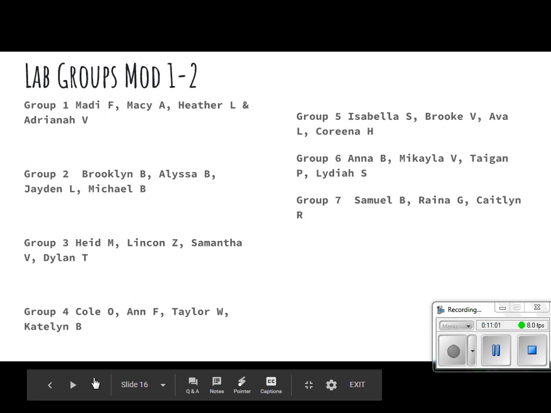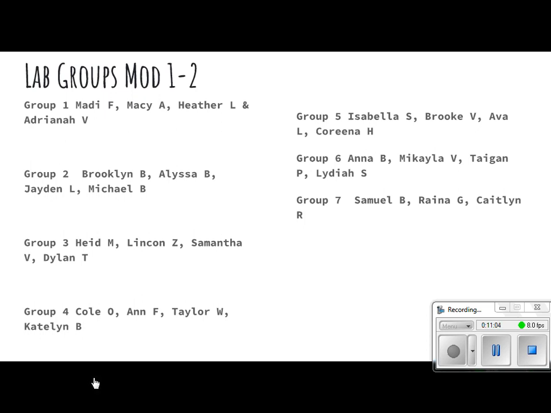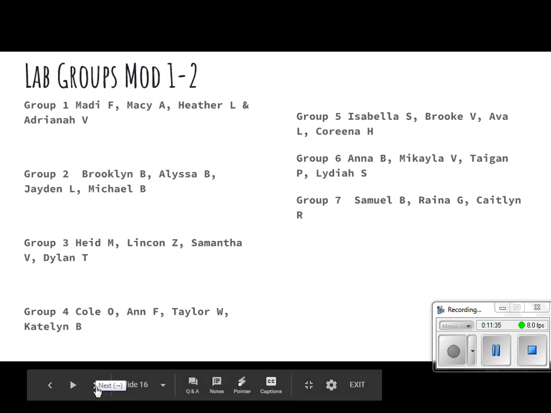Lab groups. Group number 1, working at table 1, Maddie F., Macy, Heather, and Adriana. Lab group 2, Brooklyn, Alyssa, Jaden, and Michael. Group 3, Heidi, Lincoln, Samantha, and Dylan. And group 4, Cole, Ann, Taylor, and Caitlin. Group 5, Isabella, Brooke, Ava, and Karina. And group 6, Anna, Michaela, Tegan, and Lydia. And group 7 at table 7, Sam, Raina, and Caitlin. So these will be your group members.